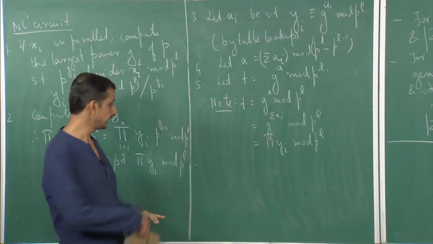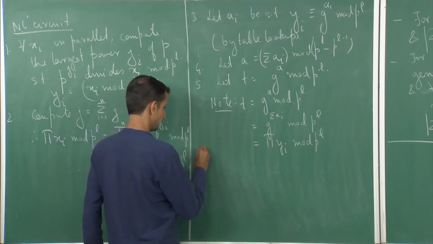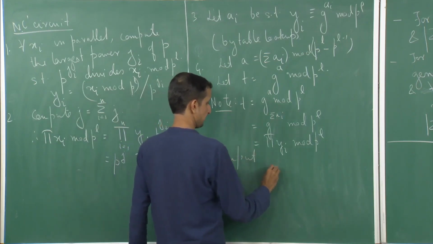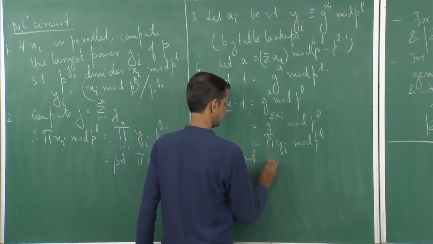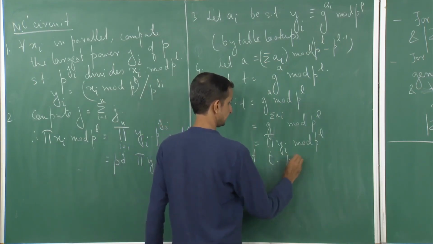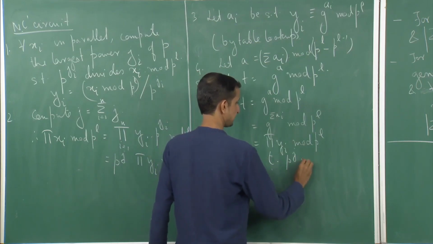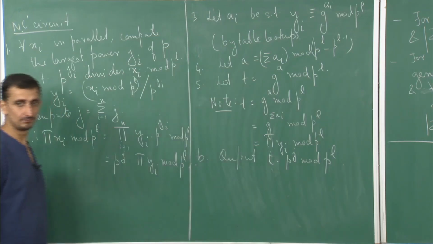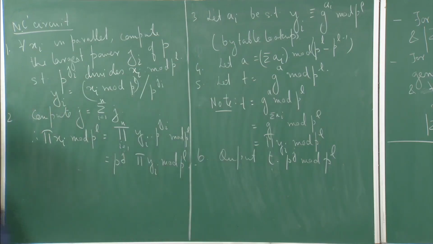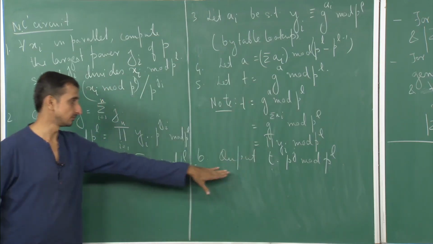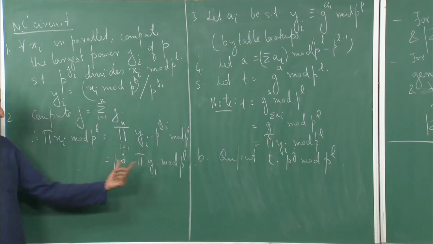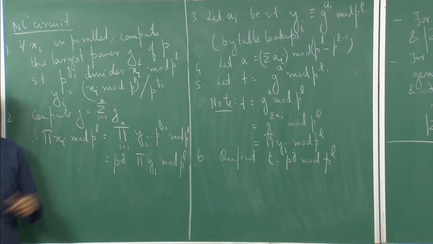Okay, so we compute t, and then in the sixth step, we will just output t times p to the power j modulo p to the power l. That's all. So why is this the correct answer? This is the analysis. Because t is nothing but the product of yi mod p to the power l, and that times p to the power j is this for us.